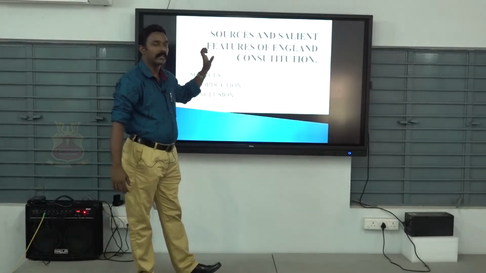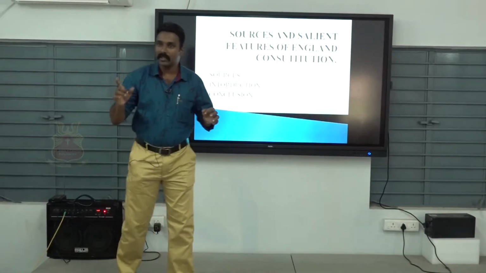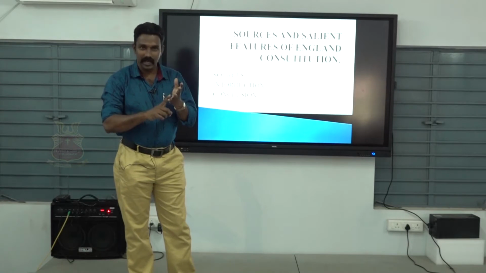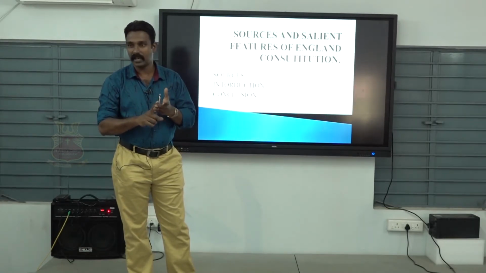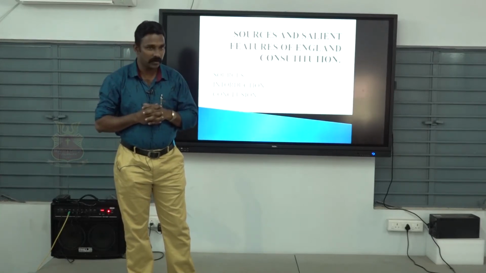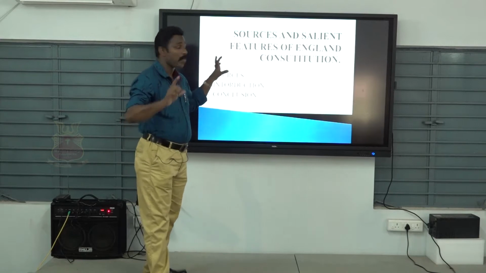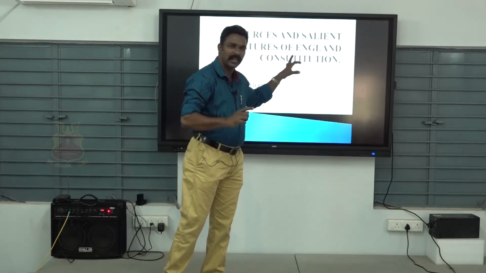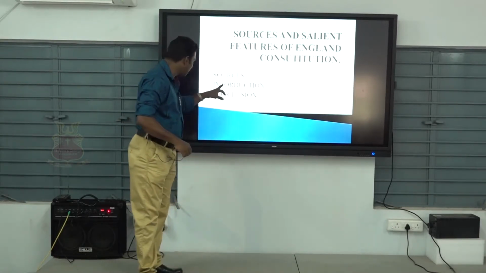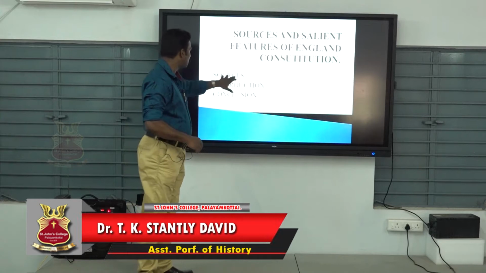Getting into the sources and salient features of the England Constitution. In history, evidences are what we call sources. The sources and salient features of the England Constitution are divided into three parts: one is sources, second is introduction, third is conclusion. The first one is sources.